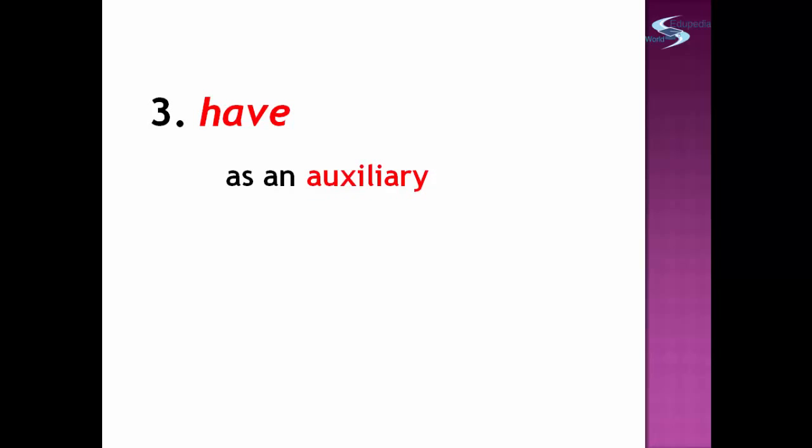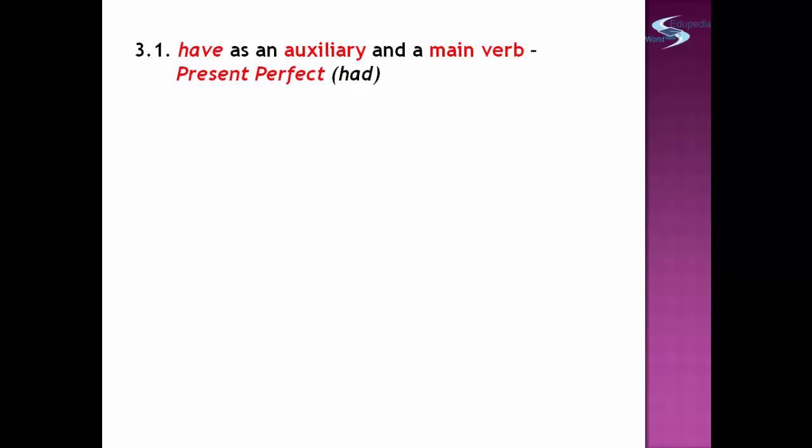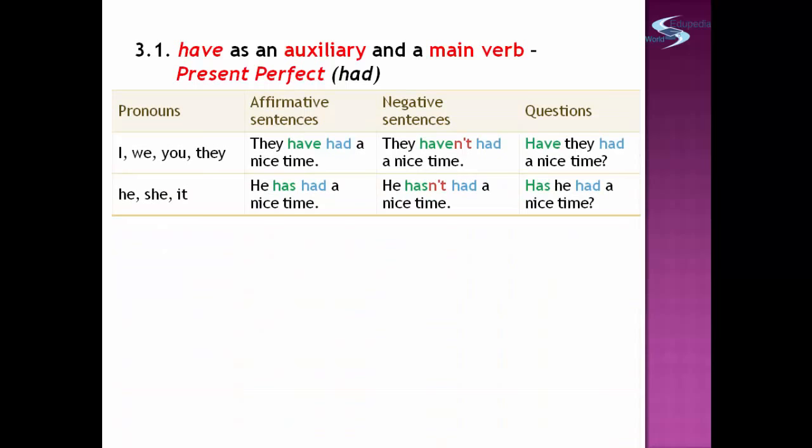3. The third use of the verb to have. It could be used as an auxiliary and at the same time as a main verb. 3.1. Have as an auxiliary and a main verb in the present perfect. It would take the form had. Pronouns I, we, you, and they will have an example in the affirmative sentence: they have had a nice time. Negative sentence: they haven't had a nice time. In the question form: have they had a nice time?